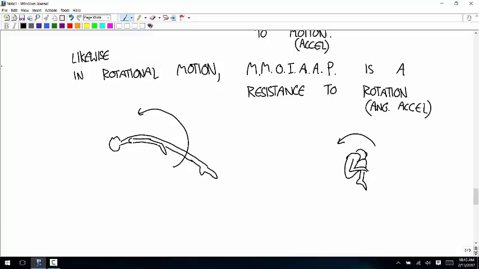That's because your body in the layout position has a very high mass moment of inertia. It's very hard to produce angular acceleration on an object like that. This has a low mass moment of inertia. So this is high mass moment of inertia, and this is low. And that's why it's a lot easier to complete two flips tucked than laid out.